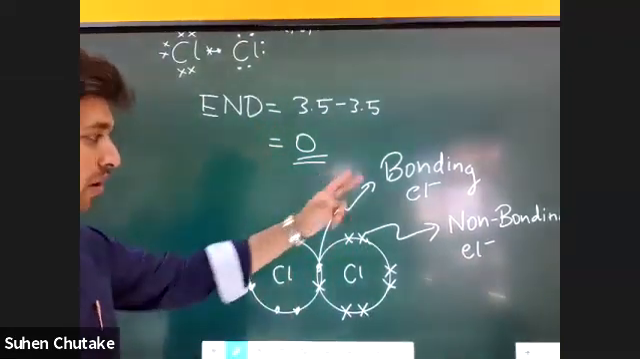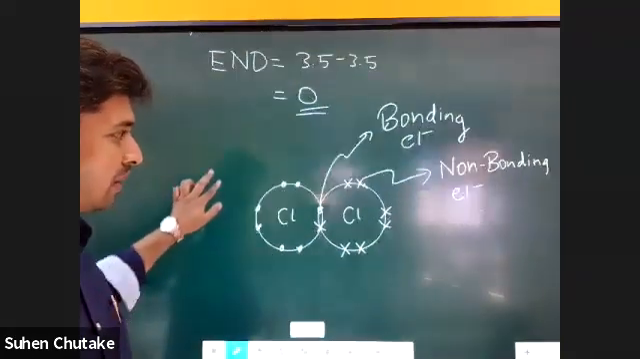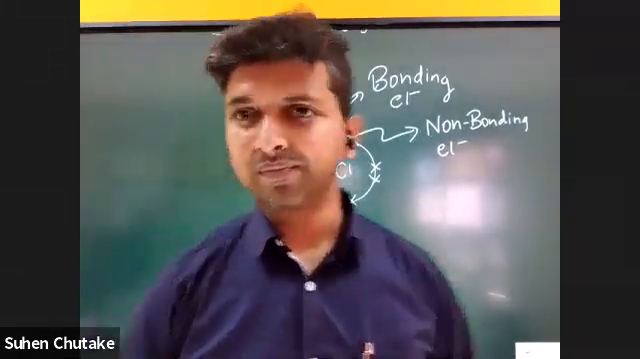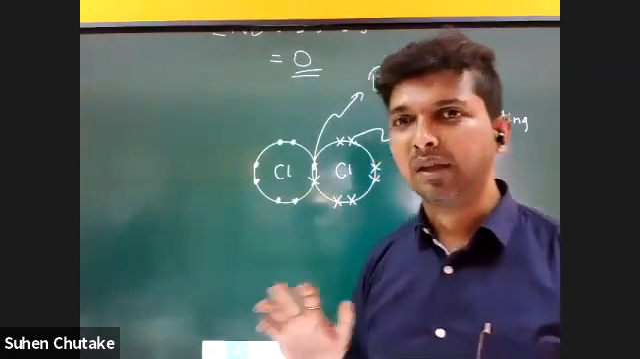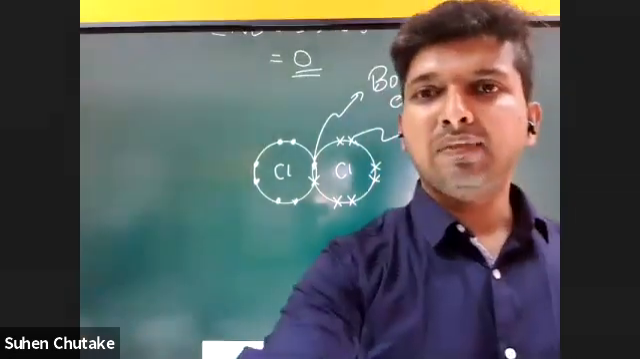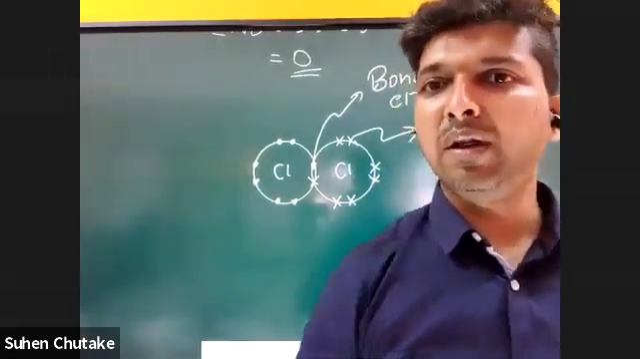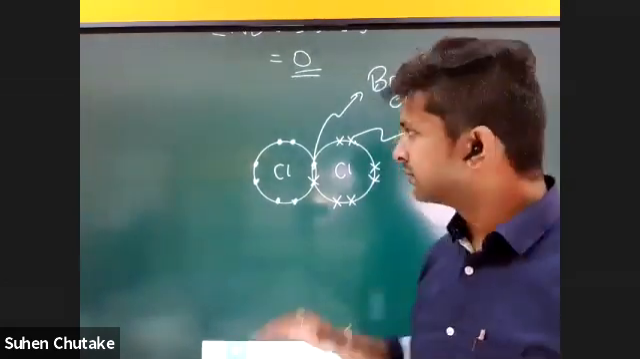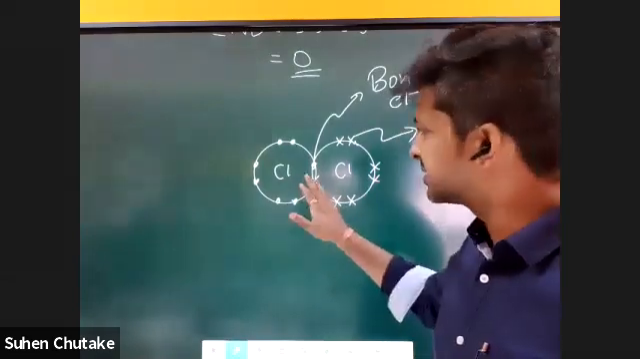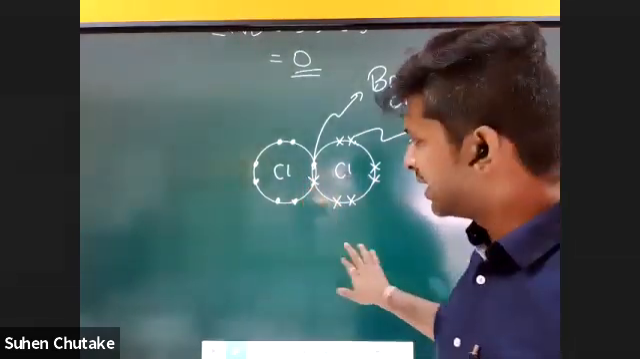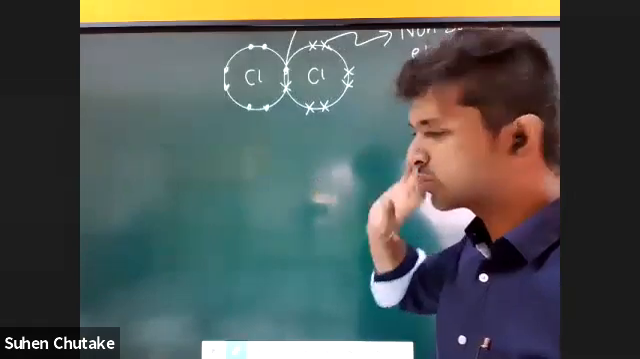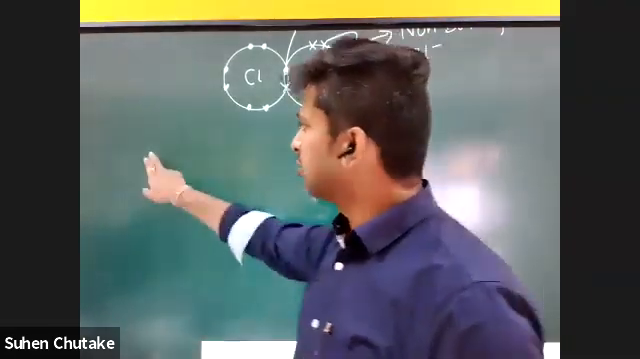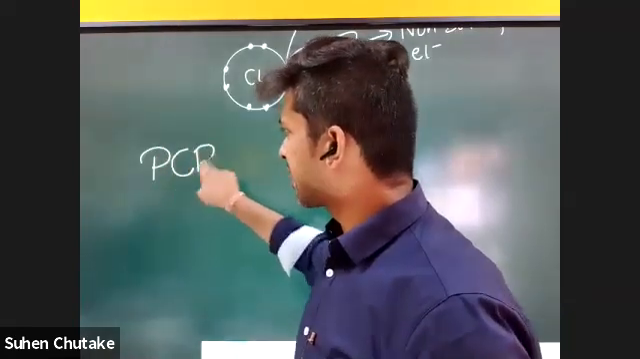So this is what bonding electrons and non-bonding electrons are. Now, after bonding and non-bonding, this is a covalent bond, right? The EN difference is 0 or close to 0. That is a covalent bond. We had done this last time. Now let us move on to PCB, polar covalent bond.